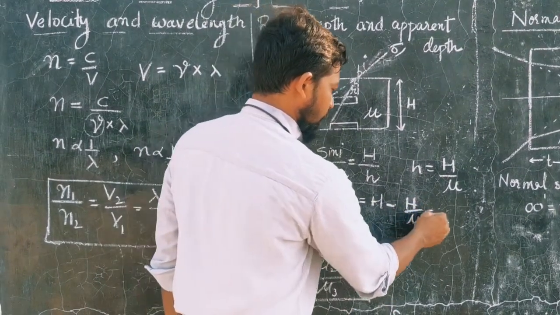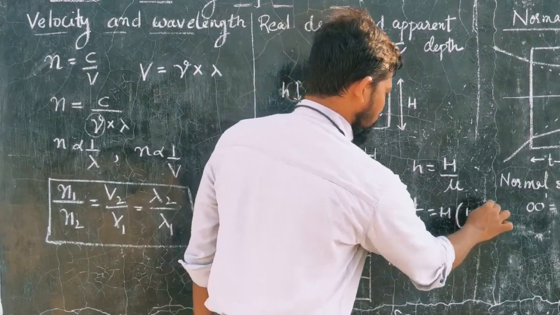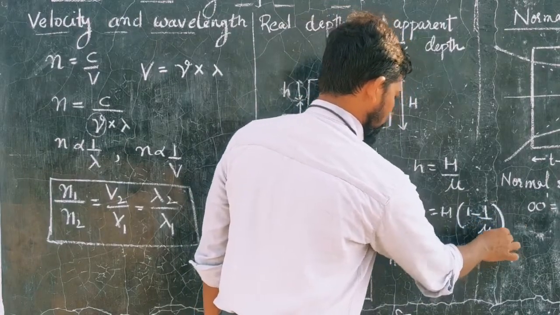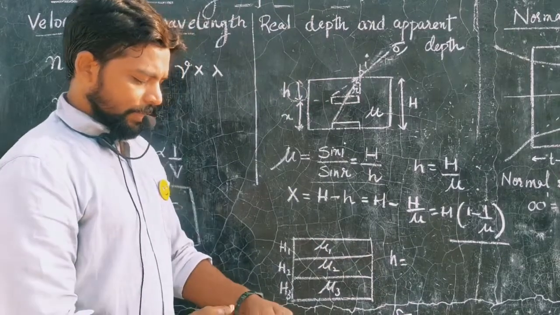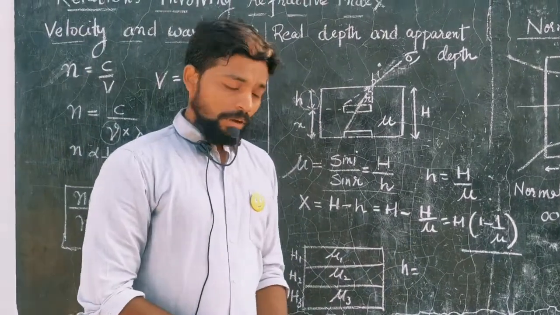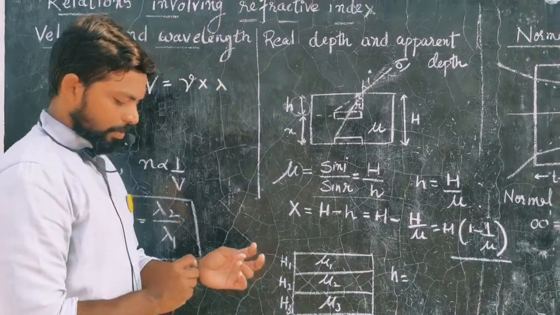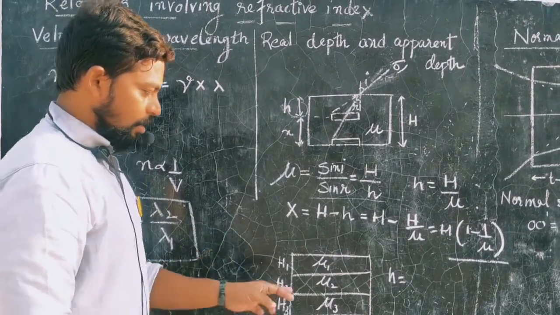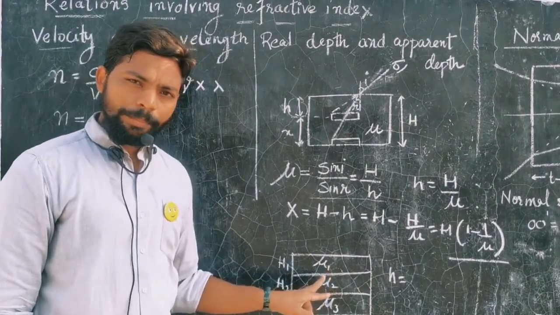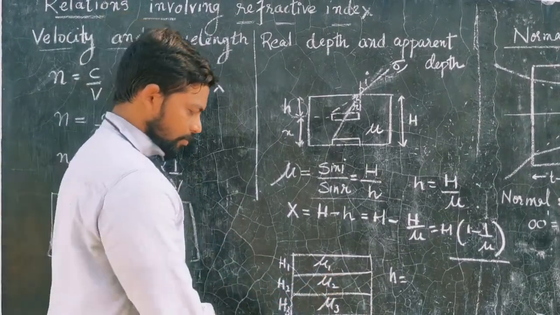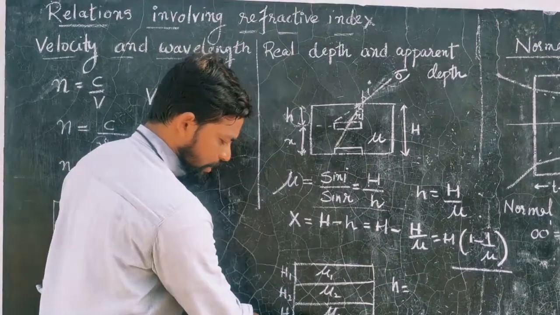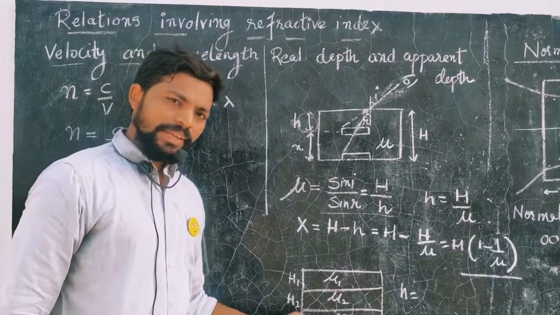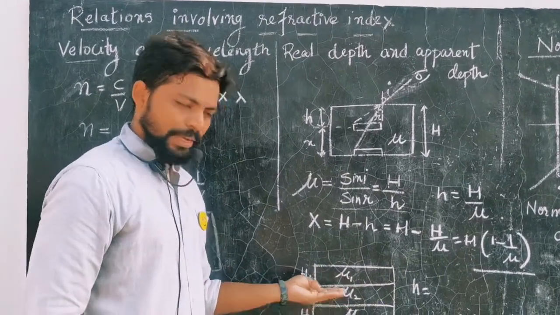So I can write h(1 - 1/mu). So this is the shift we have. We can extend this concept to several mediums. Let us say, for example, there are different mediums and each medium is having some depth, and we place some object. Then the object will be raised every time in each medium differently.